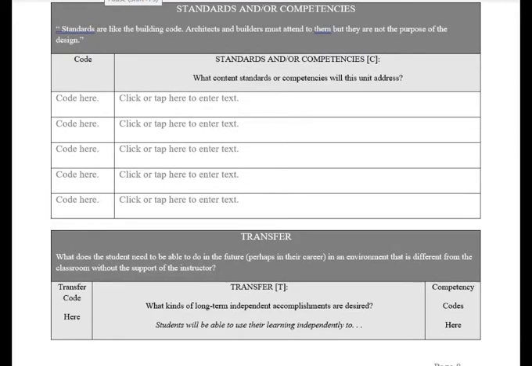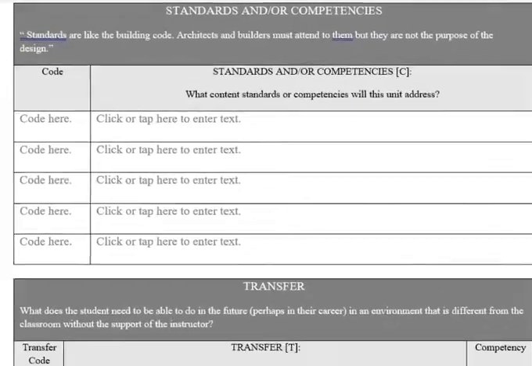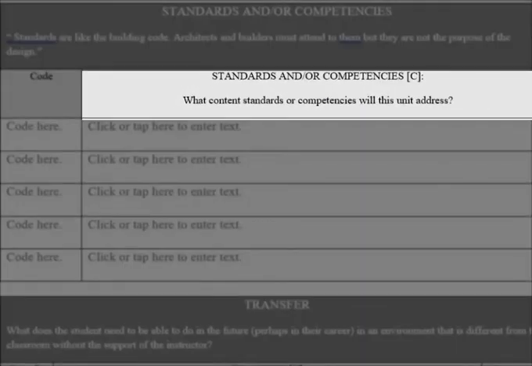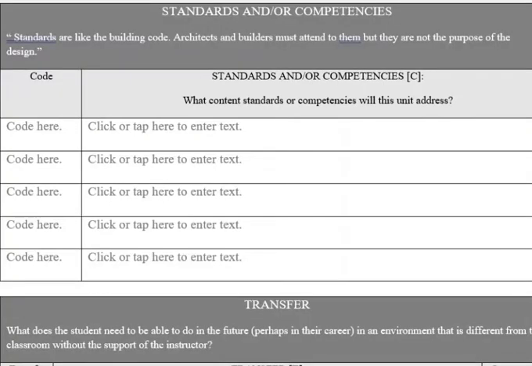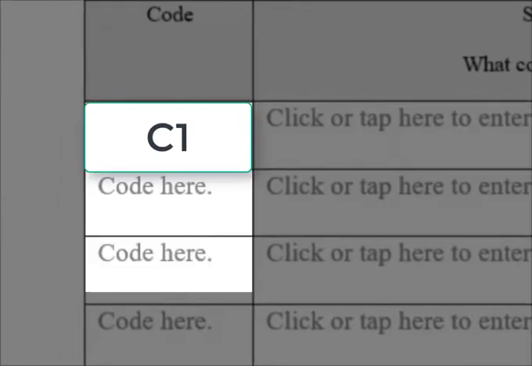Once we identify industry standards and or professional competencies, we need to choose which ones this unit will address. Once you have chosen the standards and or competencies you would like to cover, enter them here and code them like so in this column.